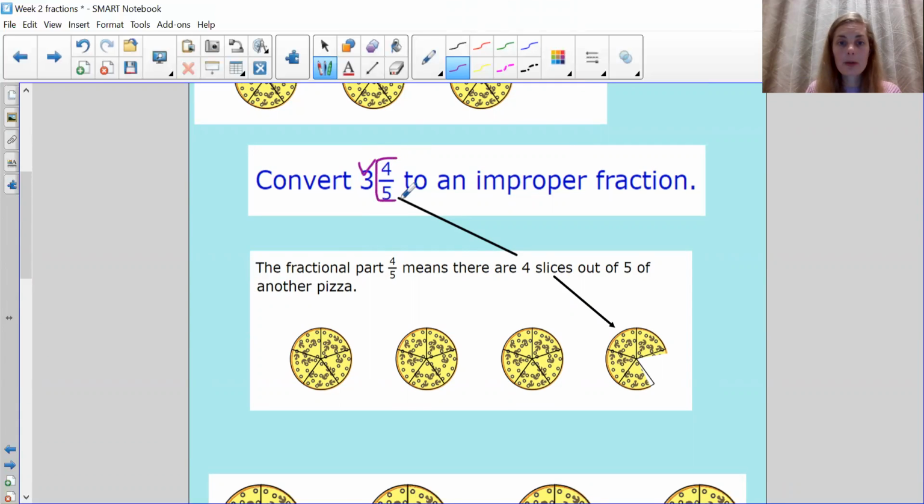Now, that was just the 3. Now I'm left with this fraction, okay, of a pizza, and I have got 4 slices out of the total of 5. So can you see there are the 4 slices, and there is the 5th slice, but I'm not including that 5th slice because it is not there, okay? So my fraction 3 4/5 is representing the 3 whole pizzas and the fraction, which is the 4 slices out of the 5.